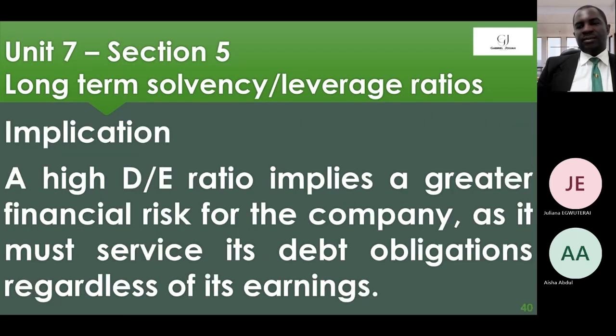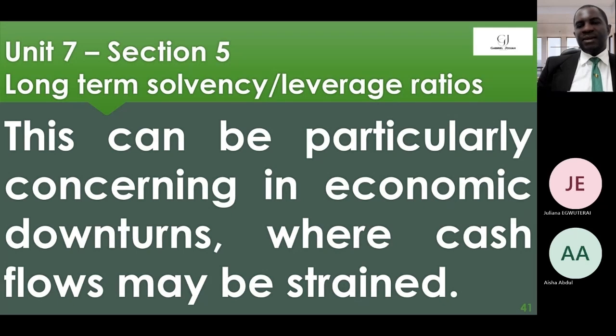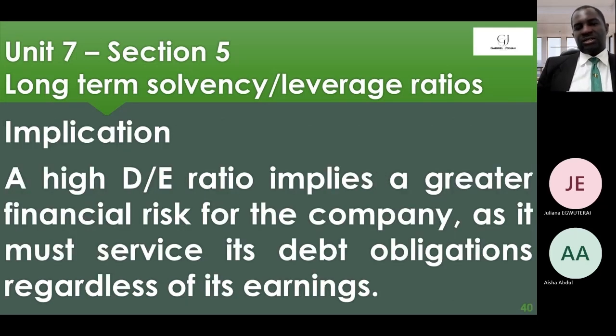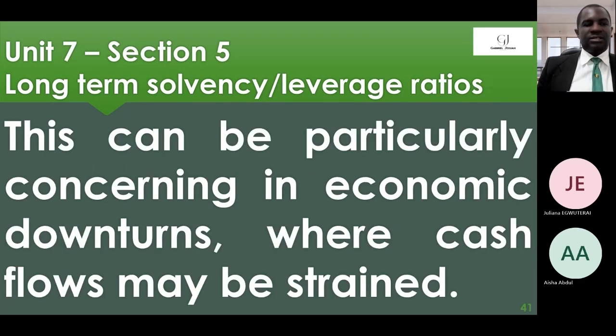A higher D/E ratio implies a greater financial risk for the company, as it must service its debt obligations regardless of its earnings. This can be particularly concerning in economic downturns, where cash flows may be strained. So where we have 2021, 90%, is concerning, just like we said, because you are using all your earnings, retained earnings, reserves to service your obligations. That is quite high and can strain cash flow.